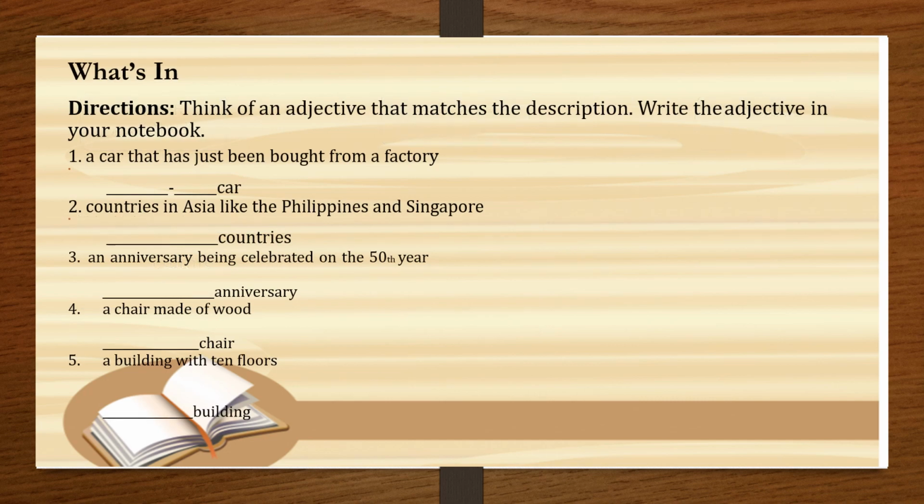Let's proceed to what's in. Directions. Think of an adjective that matches the description. Write the adjective in your notebook. For number 1, we have a car that has just been bought from a factory. Number 2, countries in Asia like the Philippines and Singapore. Number 3, an anniversary being celebrated on the 50th year. Number 4, a chair made of wood. And number 5, a building with 10 floors.